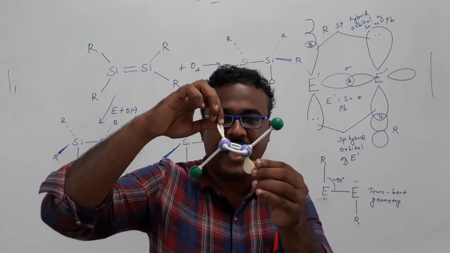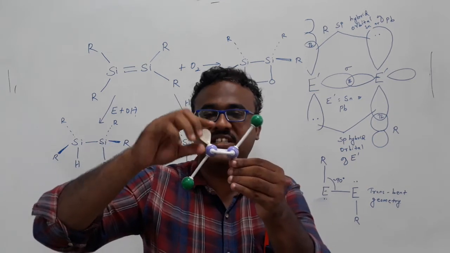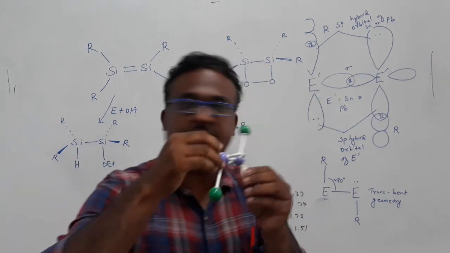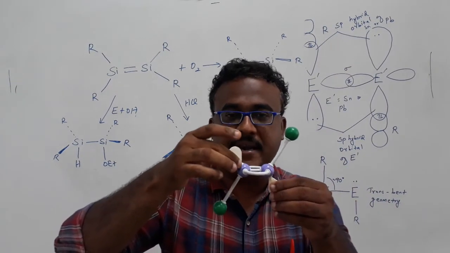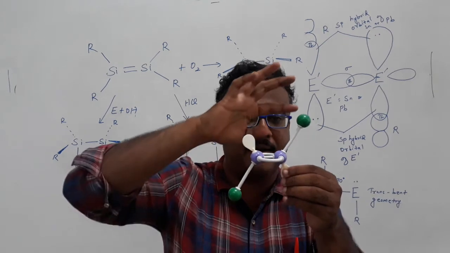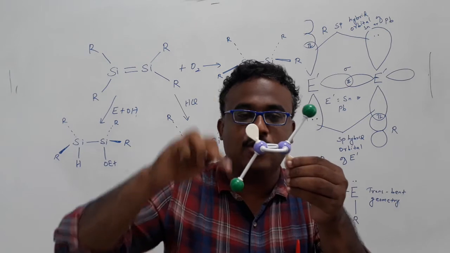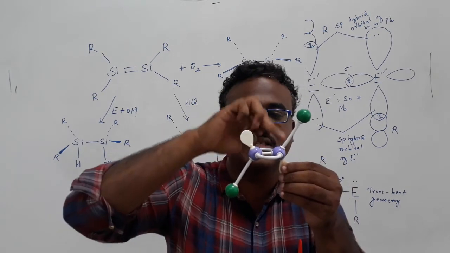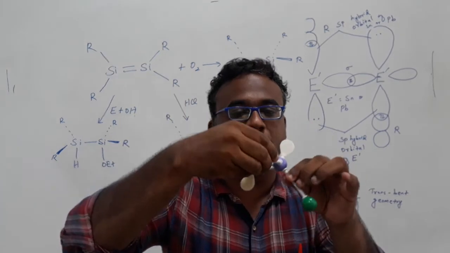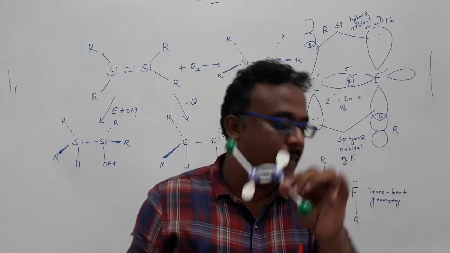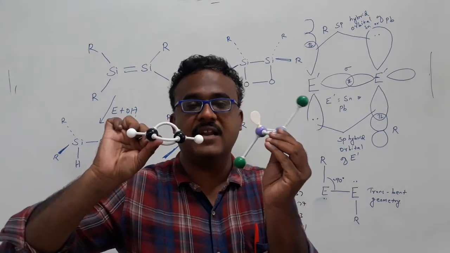This p orbital has a lobe which is not involved in any kind of bonding. So what happened? Finally, you have a trans bent geometry. You can see that the 2 organic groups are trans to each other, and this has a bent geometry. So the overall geometry is called trans bent geometry. Hope you can understand the difference between the planar structure and the trans bent geometry.